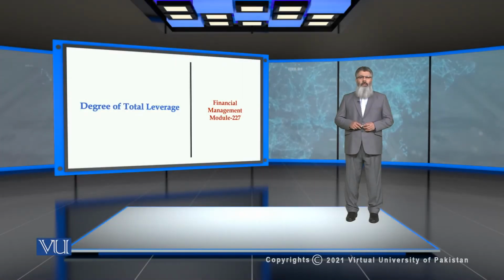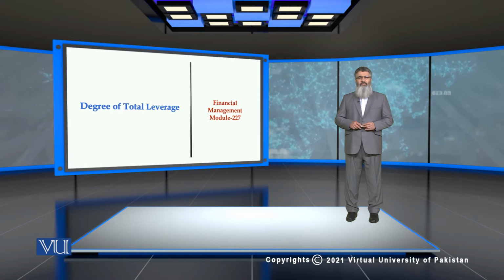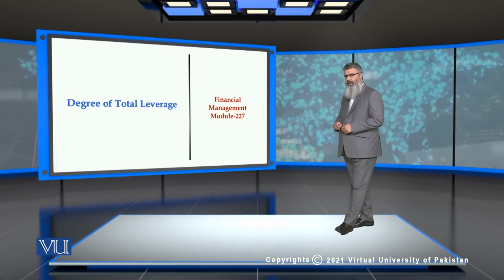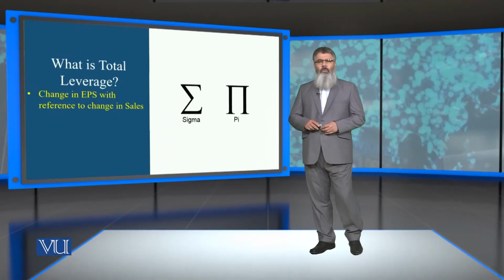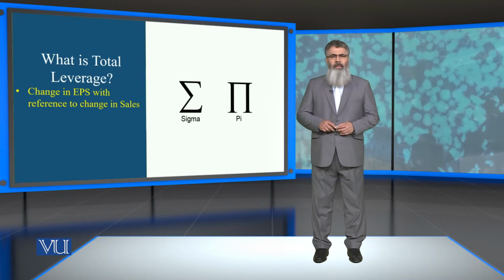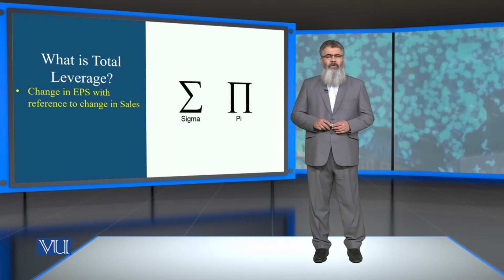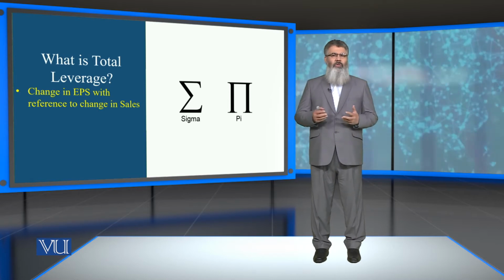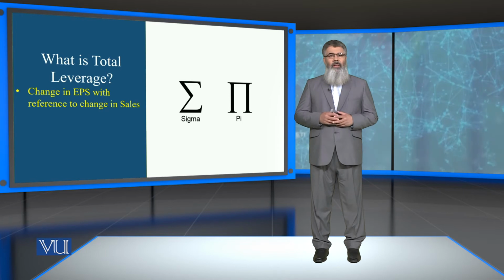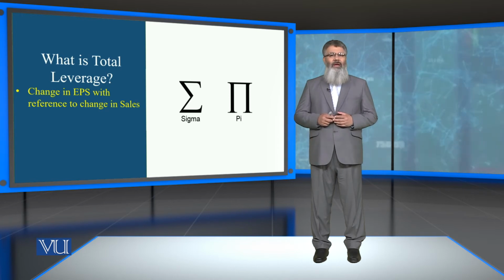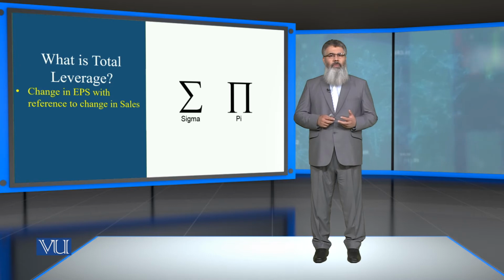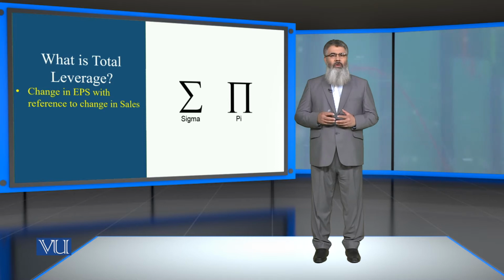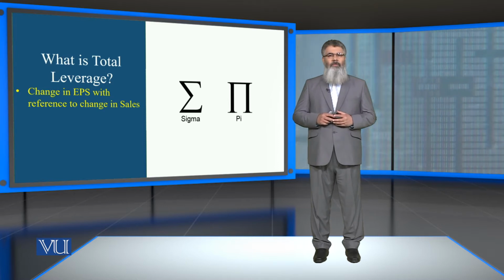Degree of total leverage. Module 227, Financial Management. Before this discussion, we have talked about the two leverages, that is, operating and financial leverage. And we also discussed how we calculate how much financial or operating leverage there is in a business organization. We said that we calculate the degree of operating or financial leverage, which actually determines the level of operating and financial leverage.